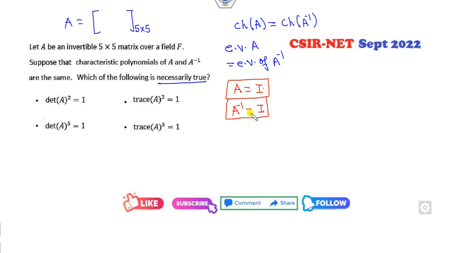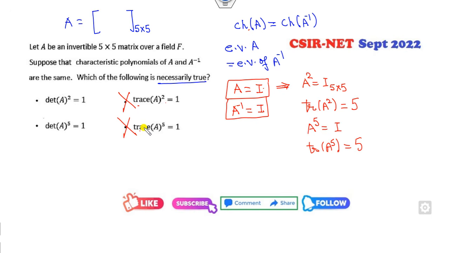Eigenvalues of A and A inverse are the same. Characteristic equations are the same. Then trace of A square. What is A square? It is the identity, 5 cross 5. What is the trace of A square? 5. But the option said 1. What is the trace of A raised to power 5? It is also the identity, so the trace is also 5. So this option is also cancelled. Determinant of A square is 1, so we can't discard it. Determinant of A raised to power 5 is 1. We can't discard it. Look at another one.